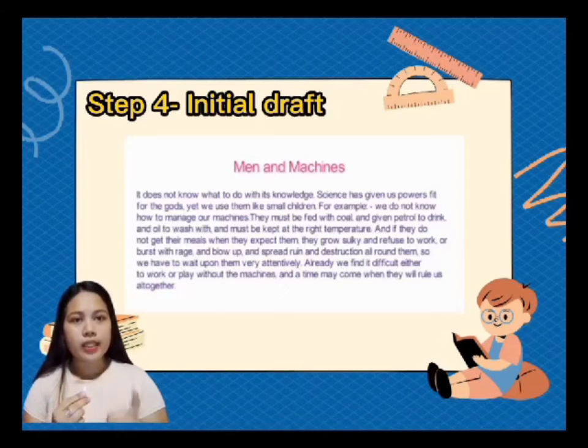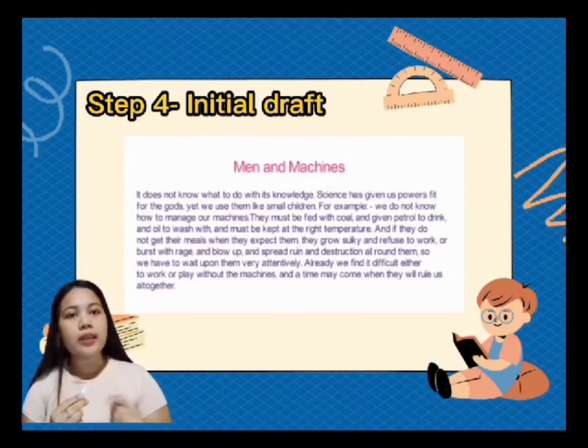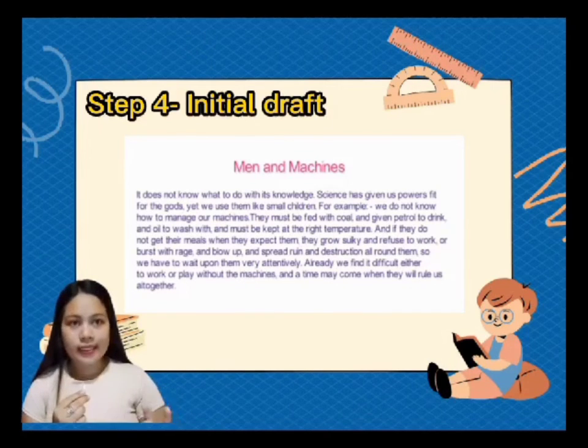Step 4 is the initial draft. While writing an initial draft, keep in mind some of the important points. First, write down all the important points in a sequential manner. Make sure to write it in indirect speech. Try to shorten the passage by omitting. And then add nothing, make no comment, and do not correct any facts.